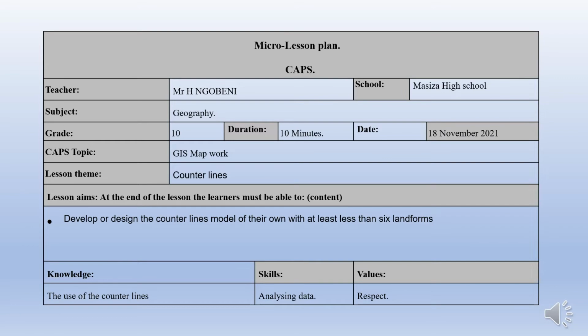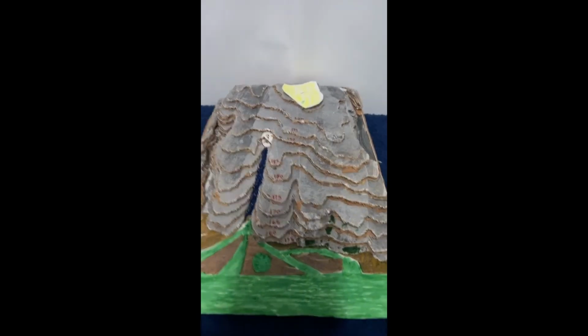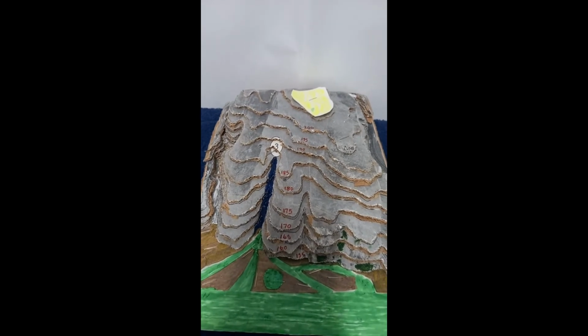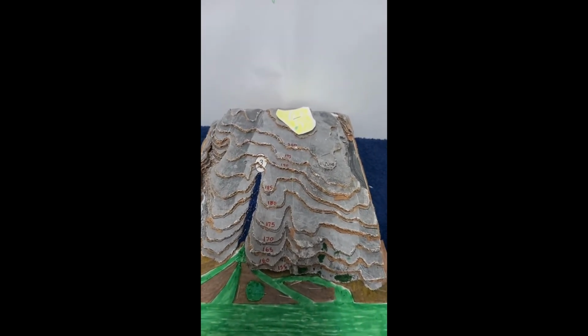Lesson aims. At the end of the lesson, the learners must be able to develop or design a counterlines model of their own with at least 6 landforms. Knowledge: the knowledge that they have is the use or the importance of counterlines. Skills: analyzing data. They must know between this counterline and that counterline how much difference there is. Values: respect. This is the counter model that I'll be teaching you the counter lines with.